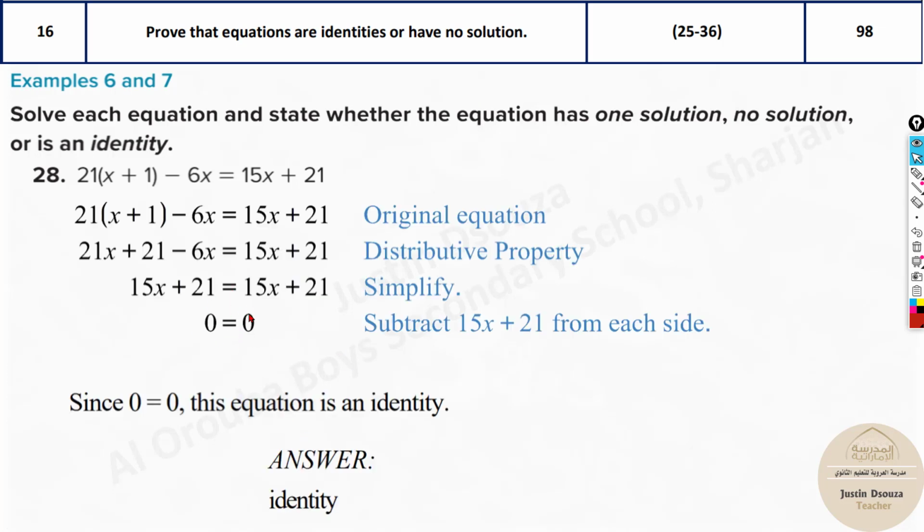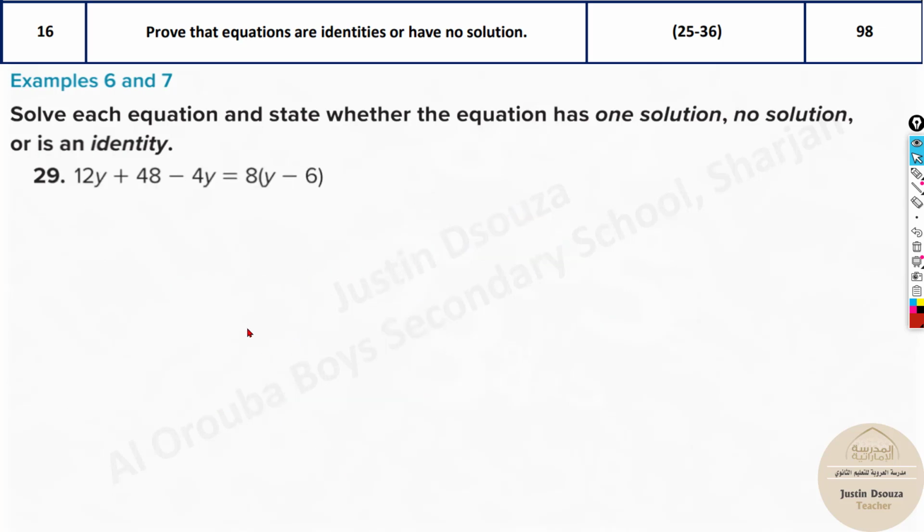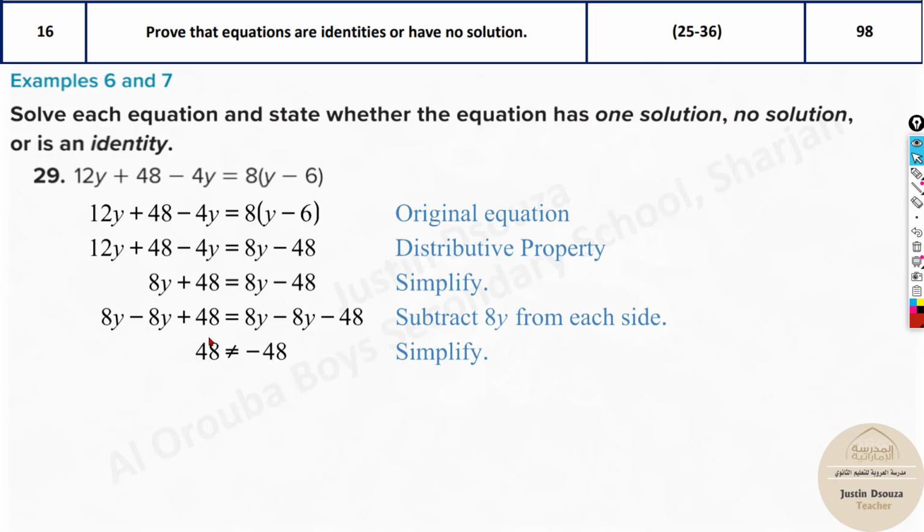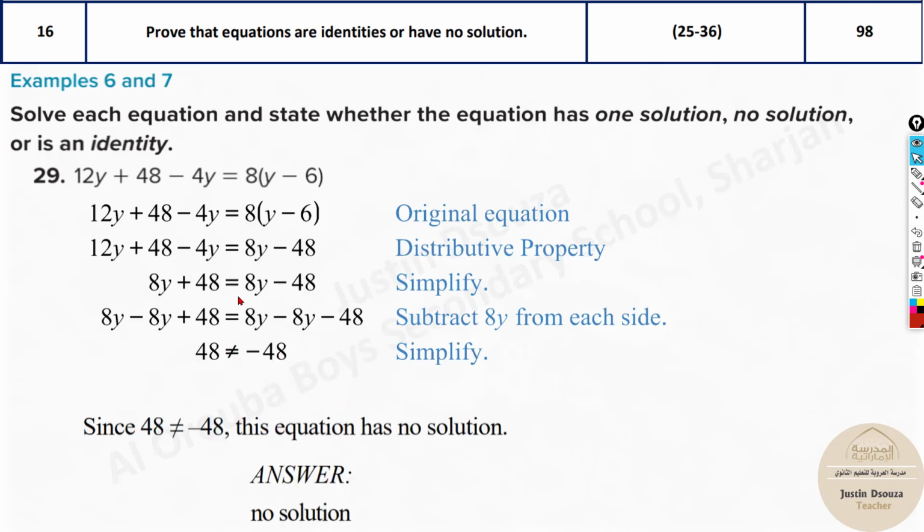Whenever you get the same answers, like 0 equals 0, or 15 equals 15, or 21 equals 21, here 15x and 15x cancel. In such cases, they're identities. If there are two different numbers, like 48 and minus 48, then they're not equal. That is no solution over here. Okay, so please be careful with this.